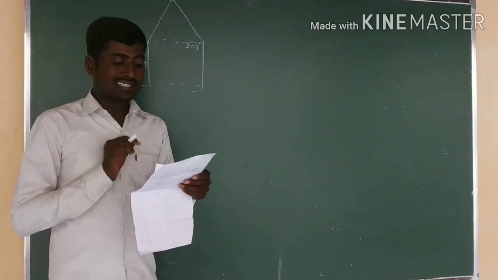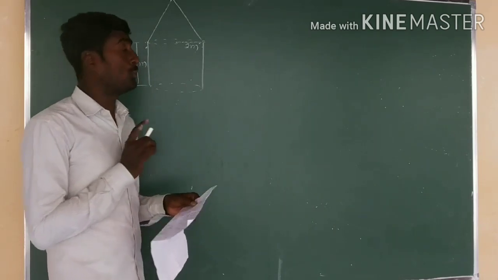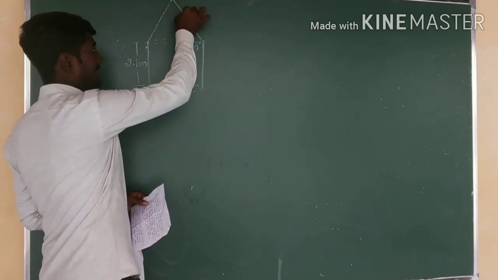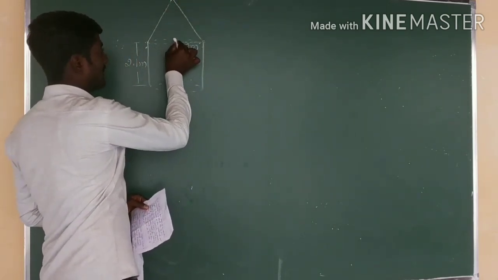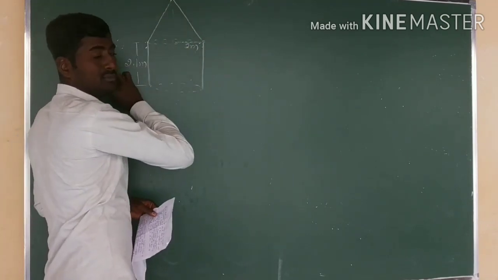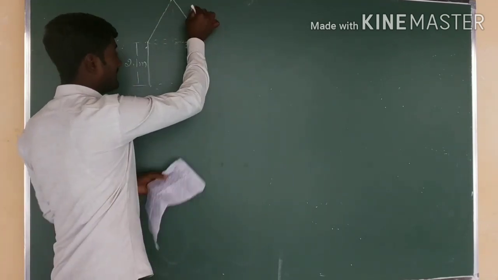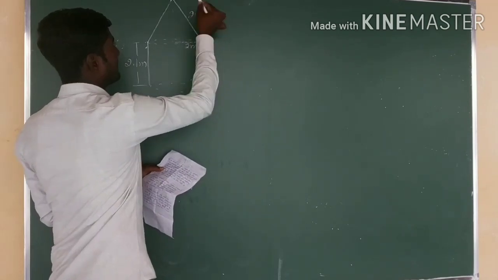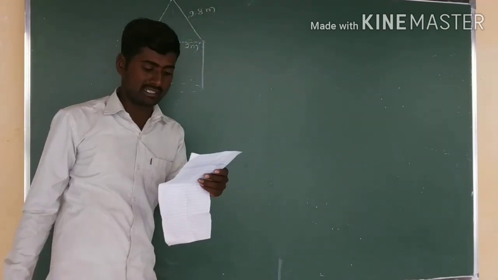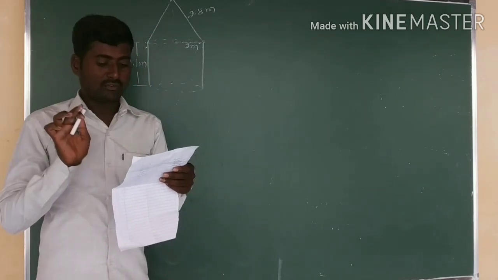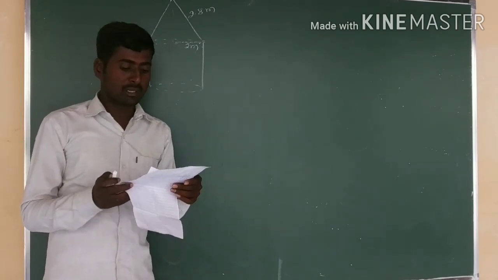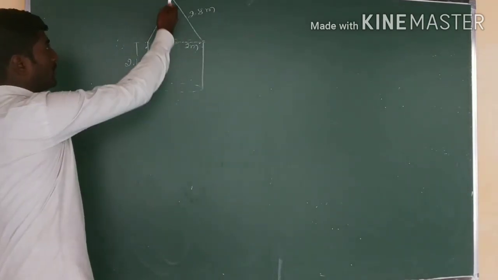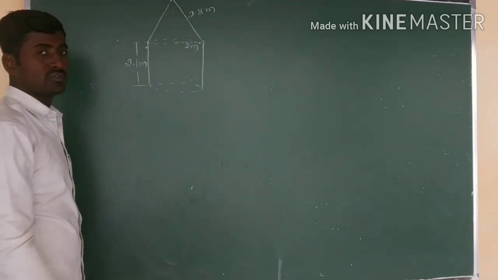And now the slant height of the top is 2.8 meter. Now slant height it is. From here to here, this is the height of the cone. But the given is slant height, that is 2.8 meter. This is a slant height of the cone. So find the area of the canvas used for making the tent. So we have to find the area used for canvas.